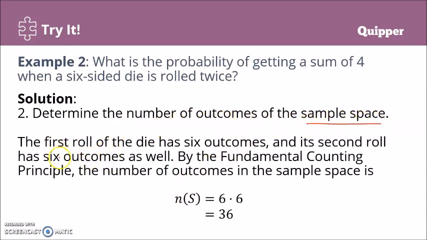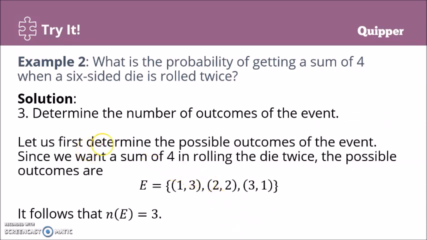Sample space muna tayo. The first roll of the die has 6 outcomes. And the second roll also has 6 outcomes kasi the same die naman yon. So, by the use of the fundamental counting principle, FCP, the number of outcomes in the sample space would be 6 times 6, that's 36.